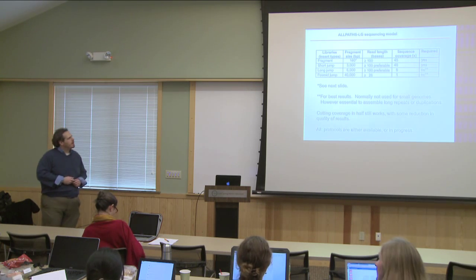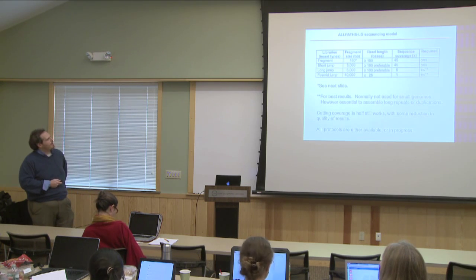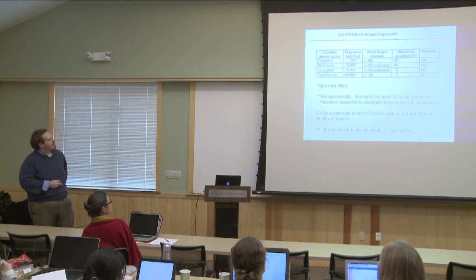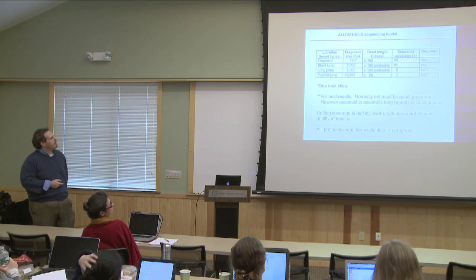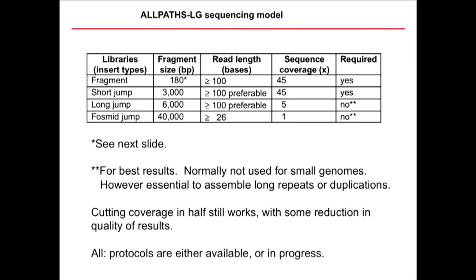Those data are used to do all the scaffolding, to resolve repeats, resolve other conflicts. So the recommended strategy, if you can do it, is something like 45x coverage from the fragment library, 45x coverage from one of your jumping libraries. If you want to get really big scaffolds, you really need larger jumping libraries. So they recommend lighter coverage of, say, a 6 kb library.